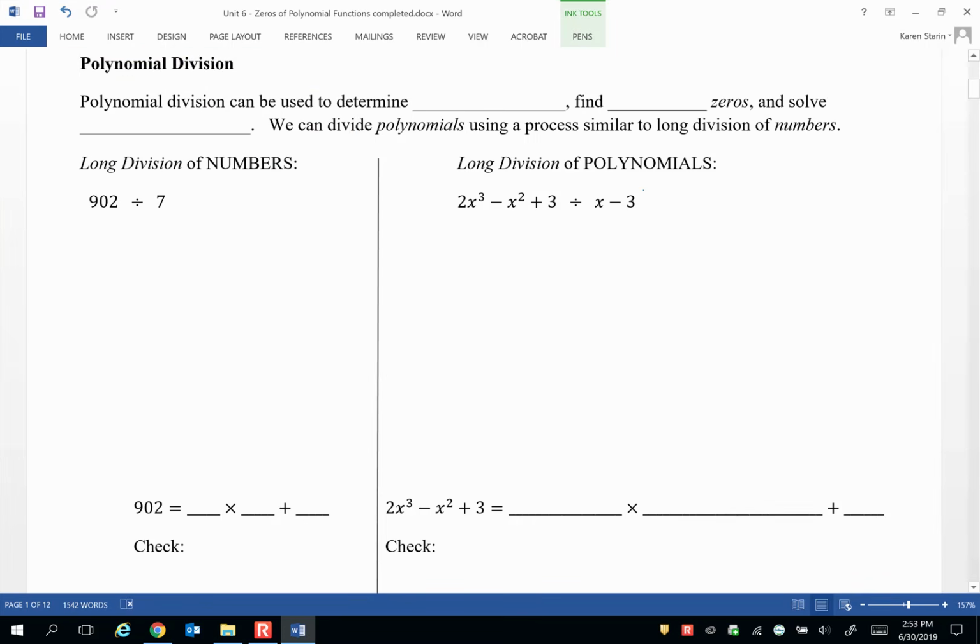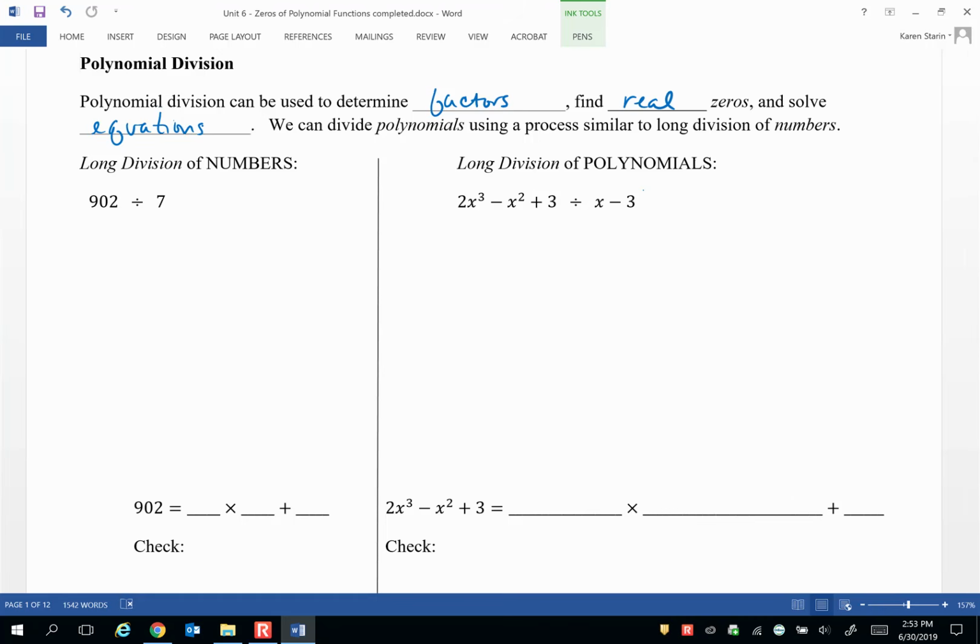Polynomial division. Polynomial division can be used to determine factors, find the real zeros, and solve equations. So we can divide polynomials using a process that's similar to long division of numbers.